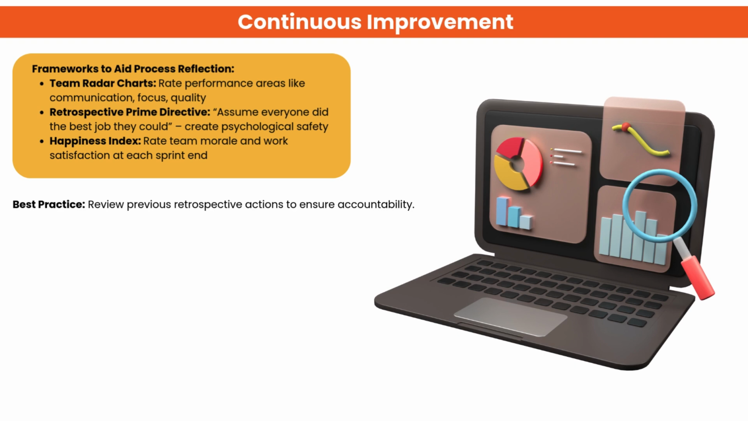This slide shows tools that support continuous improvement in Agile. Teams reflect on their performance using frameworks like radar charts, happiness indexes, and the PRIME directive to create psychological safety. The key message is to regularly review past retrospective actions to ensure accountability and real improvement over time.